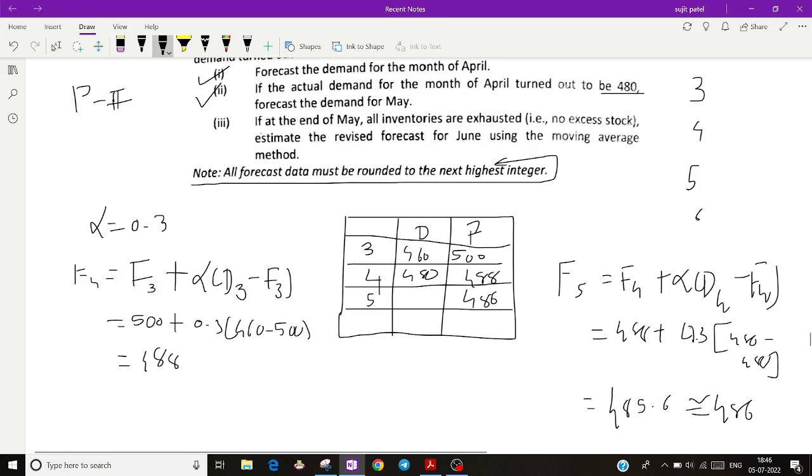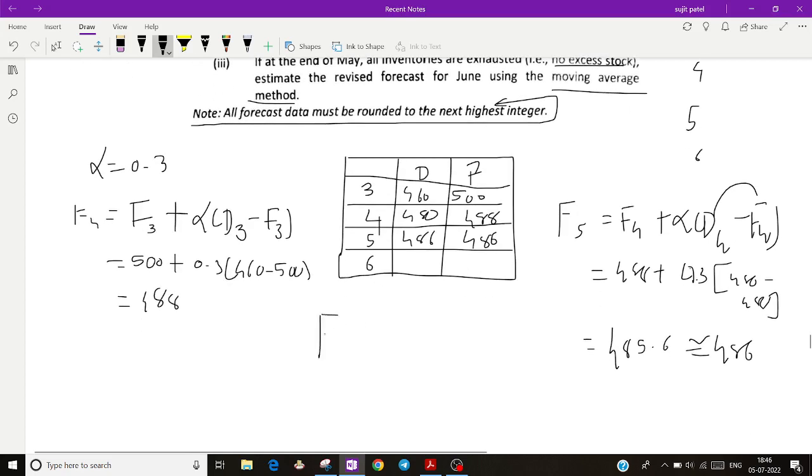Now, in the third portion it says, if at the end of May all the inventories are exhausted, that means whatever the forecast is, that is the same as the demand, 486. That means no excess stock. Estimate the revised forecast for June using the moving average method. So here if you take the difference D minus F for the fifth month, it will be 0. So here you have to use the moving average method.